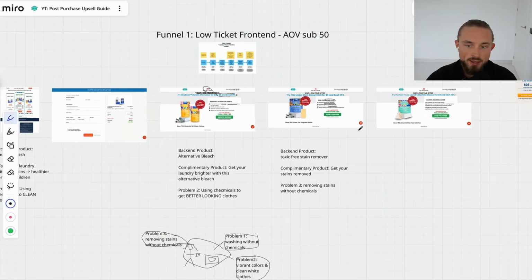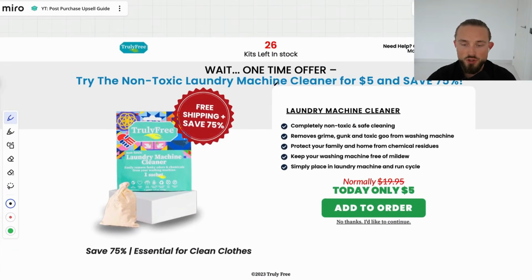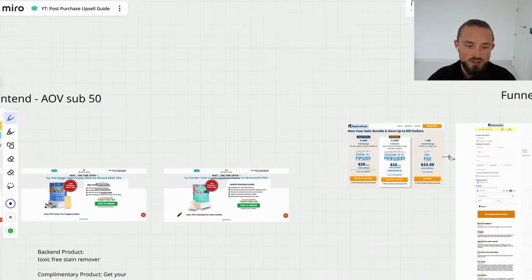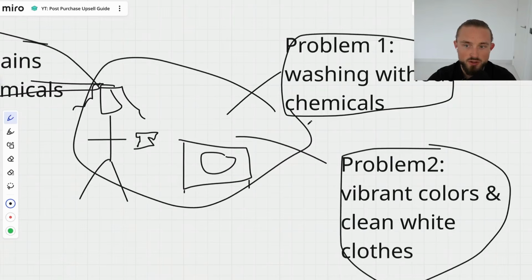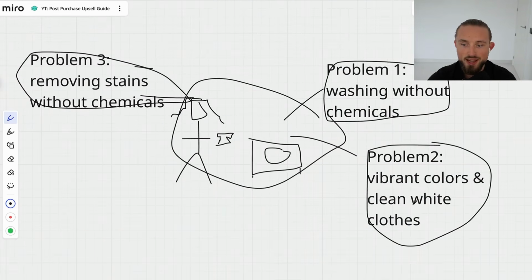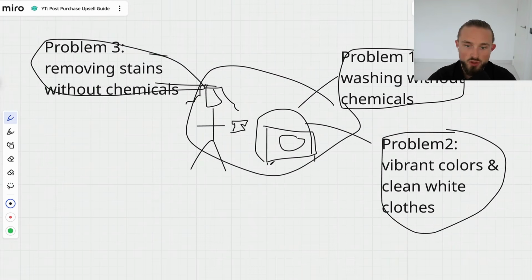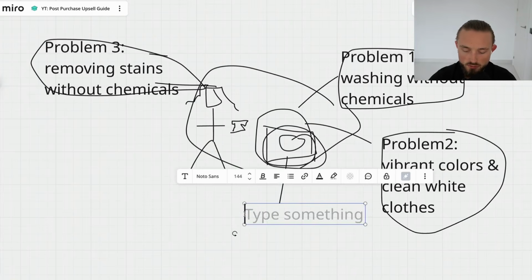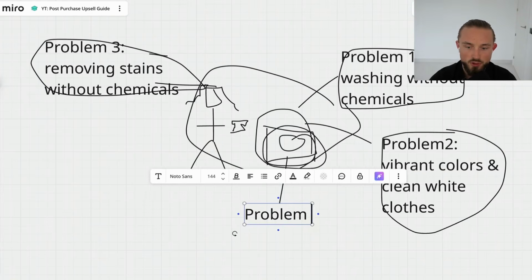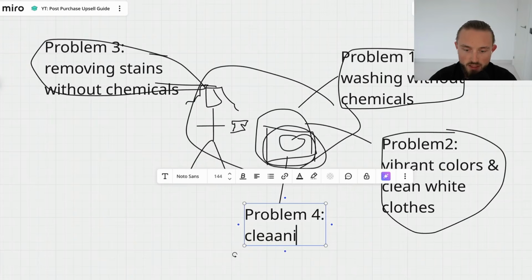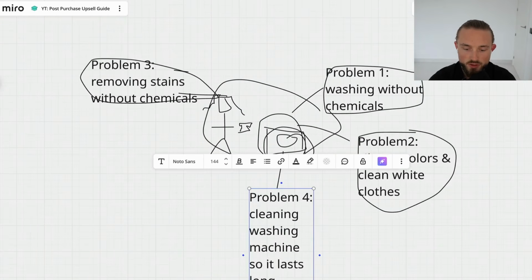Now, let's look at the last product that we upsell them. Non-toxic laundry machine cleaner. Now, if you think about it, what is another problem that she's facing in this situation after washing her clothes without chemicals, after getting more vibrant colors and clean white clothes, and after removing stains, where the washing machine also needs some focus, right? So problem number 4 already, cleaning the washing machine so it lasts long without chemicals, of course.